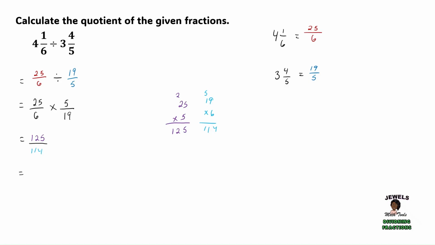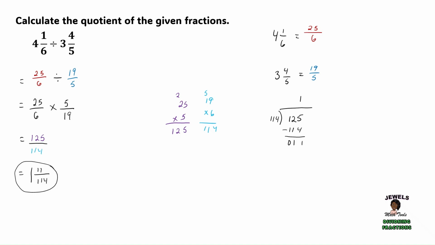So now since 125 and 114 do not have any common factors, that means for my last step, I need to change this fraction into its mixed fraction form, which means that 114 is dividing into 125, and that will happen once. 1 times 114 is 114. 125 minus 114 will leave us with a difference of 11. So my mixed fraction will be 1 whole, 11 in my numerator, and 114 in my denominator.